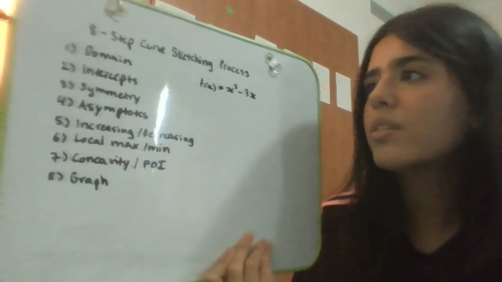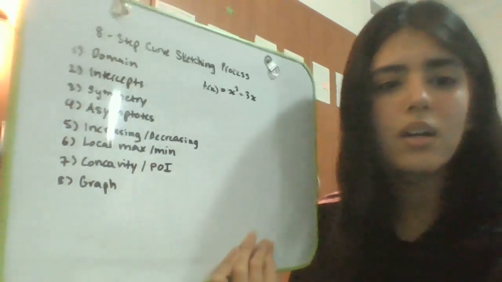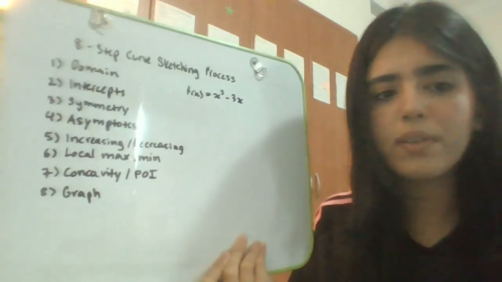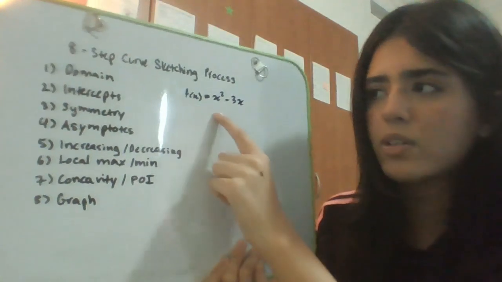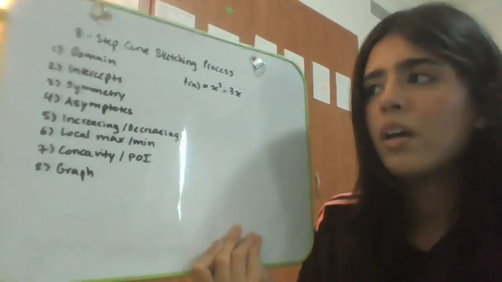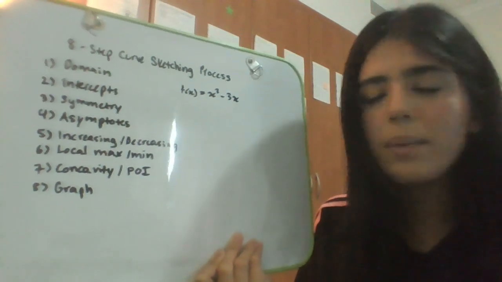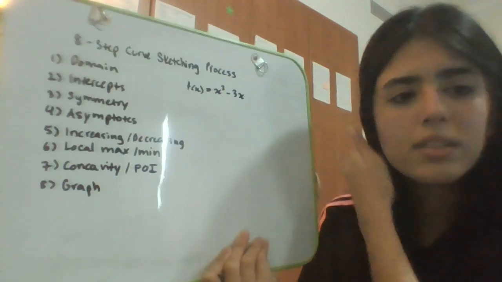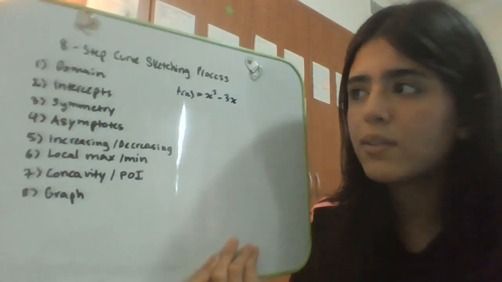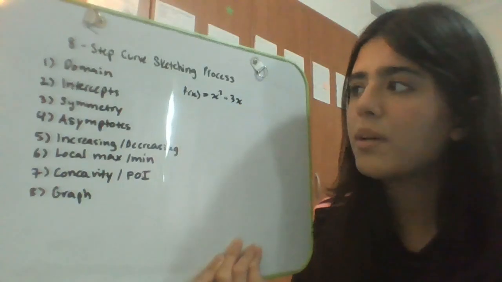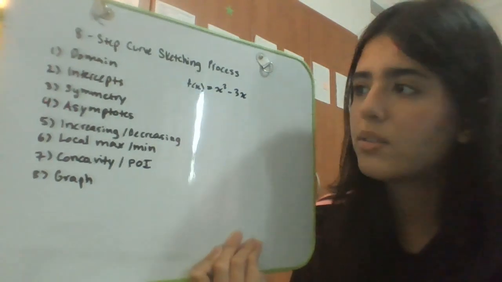Okay guys, so these are the 8 steps in this process. I'll go over each one of them. The first one is finding the domain of the function. The second step is finding the x-intercepts and the y-intercepts. The third step is finding the symmetry. For the symmetry, you want to see if the function is even or odd. When I'm doing this question, I'll show you guys how to do that.